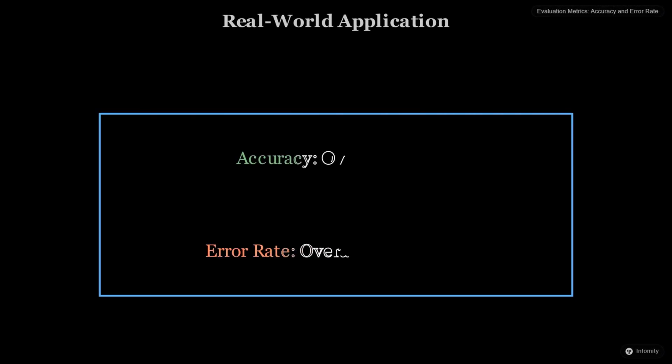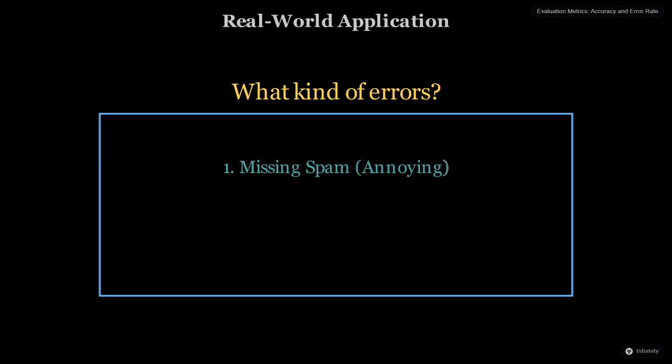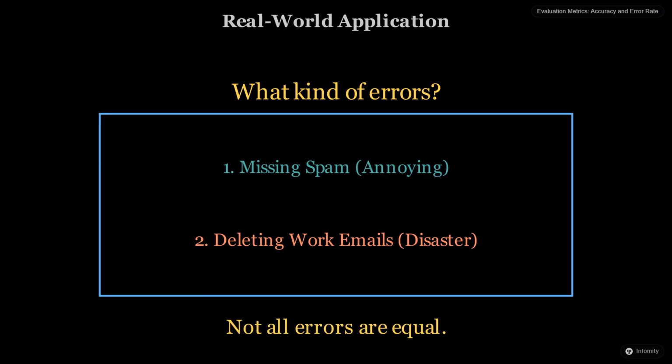In a spam filter, accuracy tells us how many emails were correctly sorted overall. The error rate tells us how many were misclassified. But as we just learned, we must always ask, what kind of errors are we making? Is the model missing spam, or is it accidentally throwing away important work emails? While accuracy gives us the big picture, the error rate reminds us that there is always a margin of doubt.